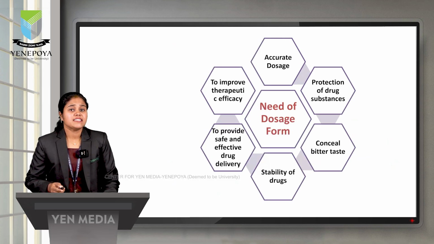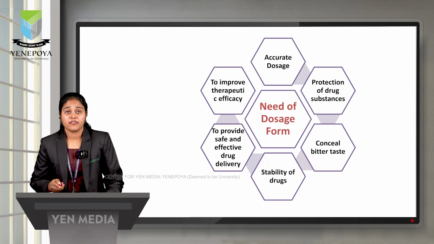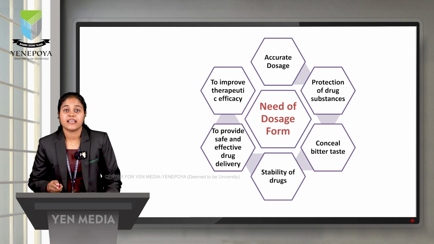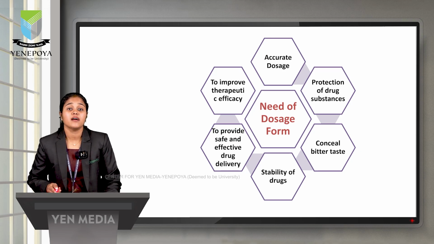So we will see what is the need of this dosage form, why we require the dosage form. The first one is accurate dosage. If we want accurate dose of a particular drug, we have to go for a dosage form. The next is protection of drug substances. Sometimes a drug has a stability issue, and at that time we have to protect the drug substance. For that we can select some suitable dosage form.